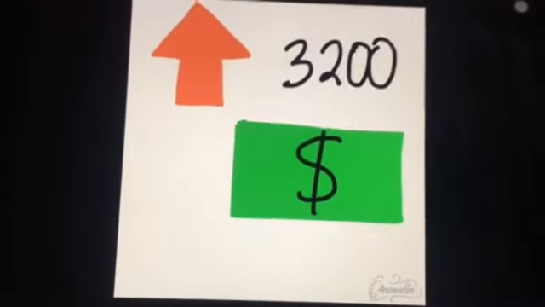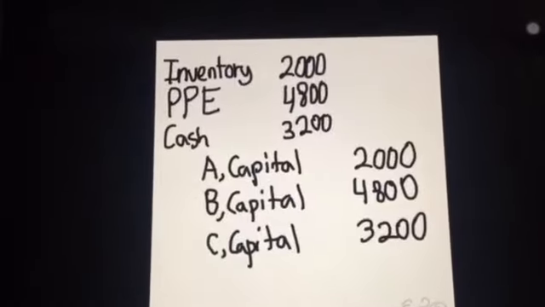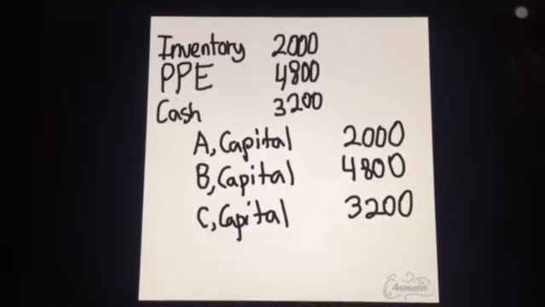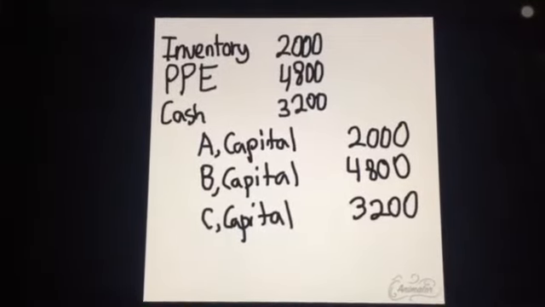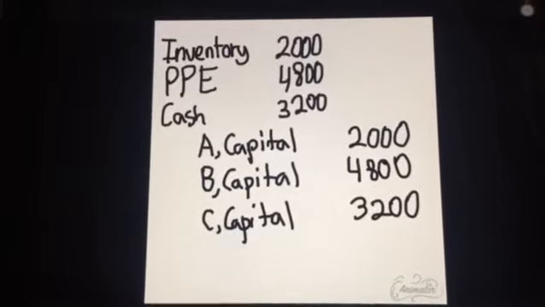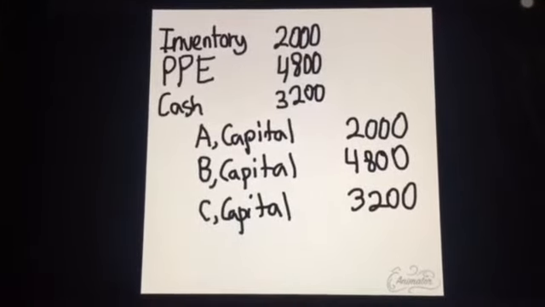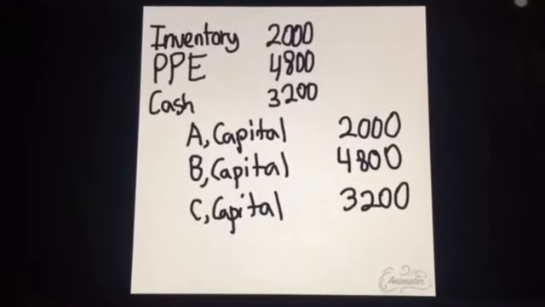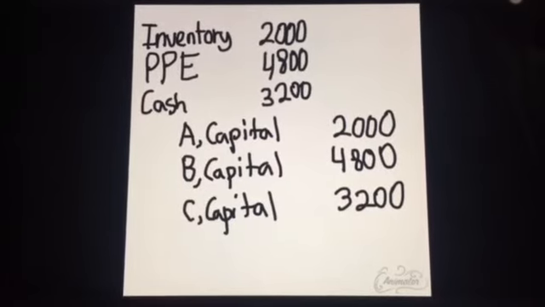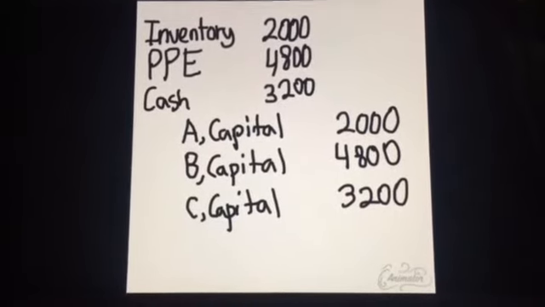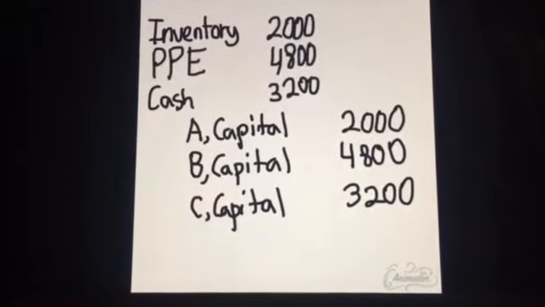Our journal entry for this one is a debit to inventory for 2,000, a debit to car of 4,800 or property, plant, and equipment, a debit to cash of 3,200, a credit to A capital of 2,000, a credit to B capital for 4,800, and also a credit to C capital for 3,200.